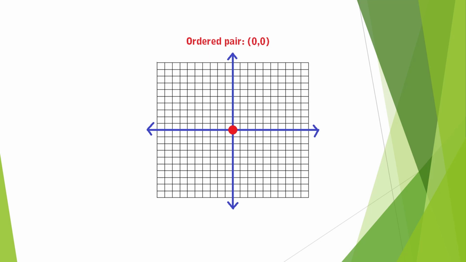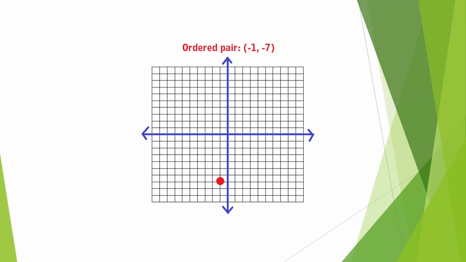Fourth example, the ordered pair is 0 and 0. It simply means that your point is on the origin. Last example, you have a negative abscissa and a negative ordinate. That means it falls on the 3rd quadrant. So you have 1 unit going to the left for your x value and 7 units going down for your y value. This is your point on quadrant number 3.